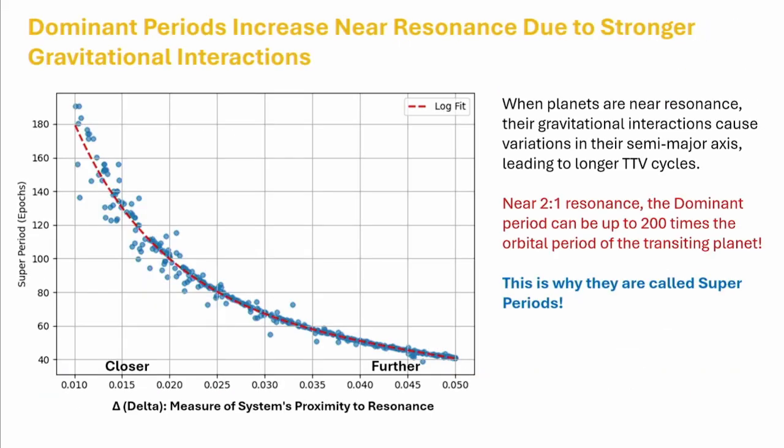So here I plotted on the x-axis delta, which is the distance of the period ratio from a resonance. So in this case, 2:1. And on the y-axis, I've plotted the period, or superperiod, as we call it. You can see far away from resonance, the superperiod is not that big. It's about 40 epochs. But as you go closer and closer towards resonance, let's say you're 0.2 away from the period ratio of 2, it's gone up to 100. And for 2:1 resonance, the dominant period or superperiod can be up to 200 times the orbital period of the transiting planet.